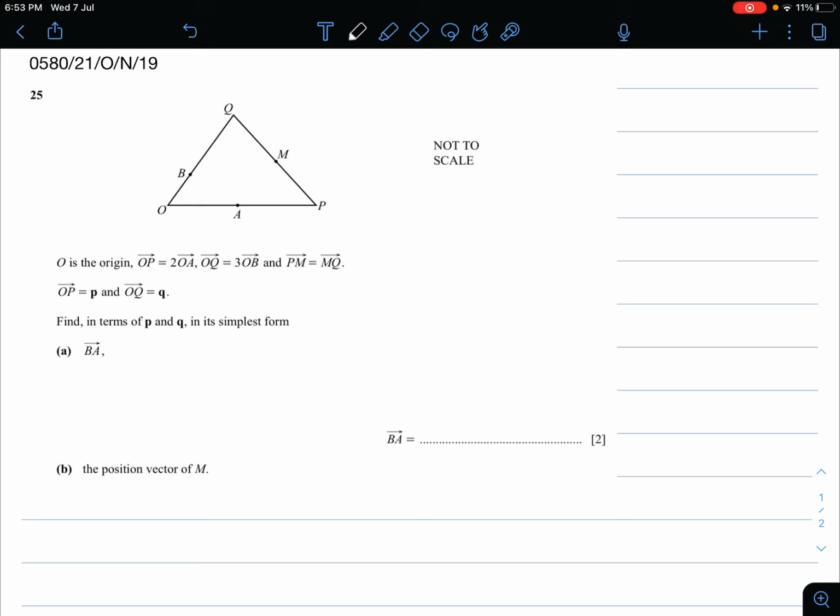Welcome to ANS Solver question 25. O is the origin. OP is equal to 2 times OA. So we can say that A is the midpoint. Therefore we can say that OA will be P by 2 and AP will also be P by 2 because they are saying that OP is equal to P.